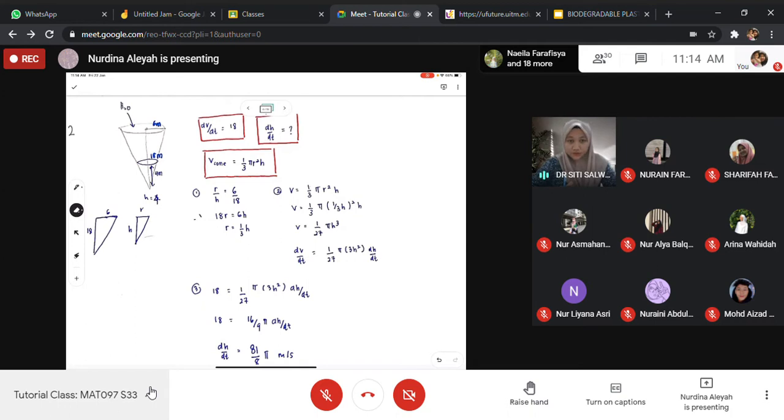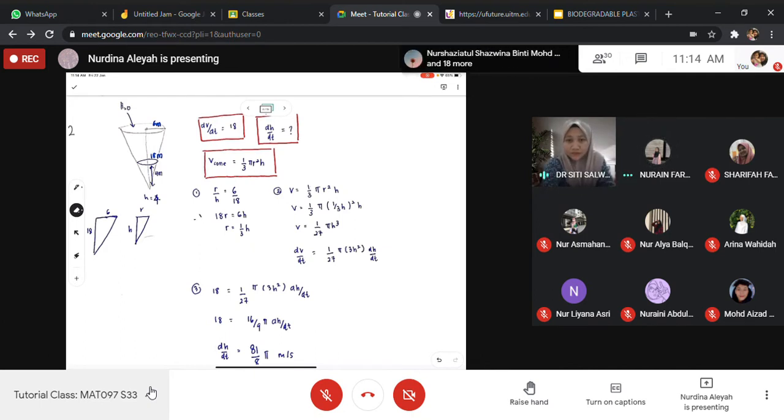Okay, boleh tak kelas? Doktor nak tanya. Ya. Dekat step tu kan yang V equal to 1 over 27 pi H cube tu, H tu memang kita kena differentiate sebab kita letak H walaupun kat belakang. Yes. Jadi you punya buat equation.